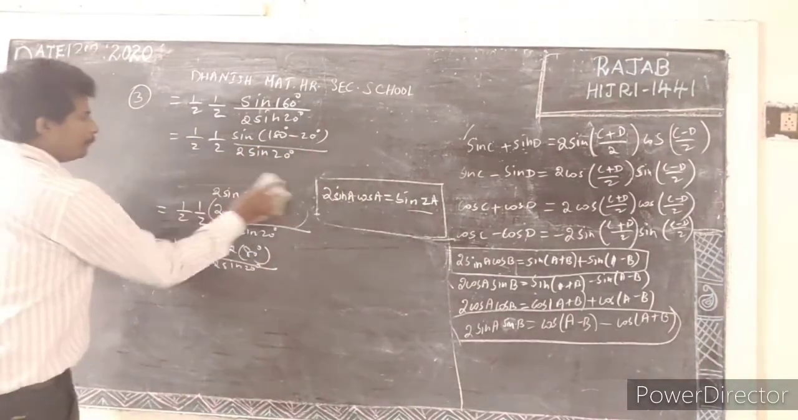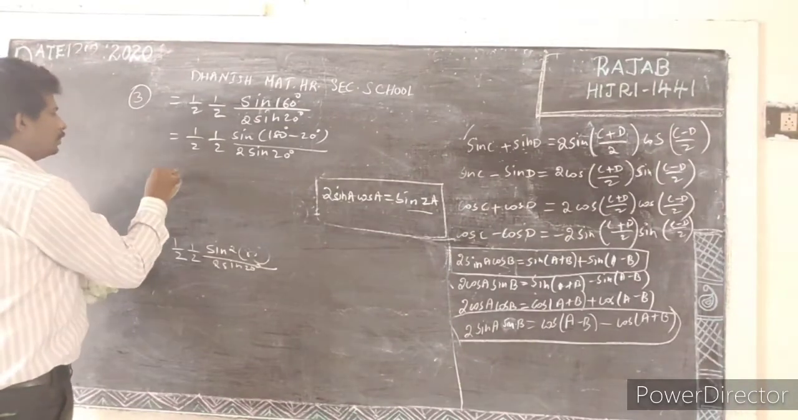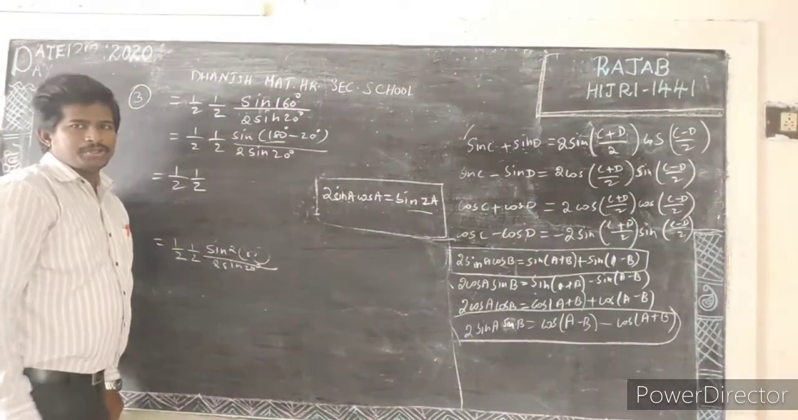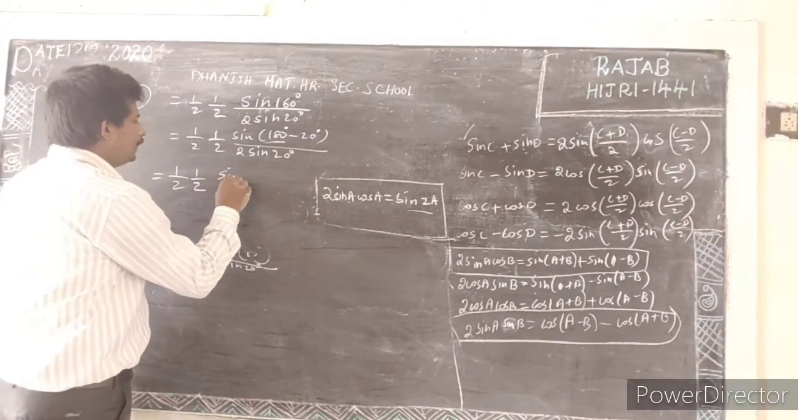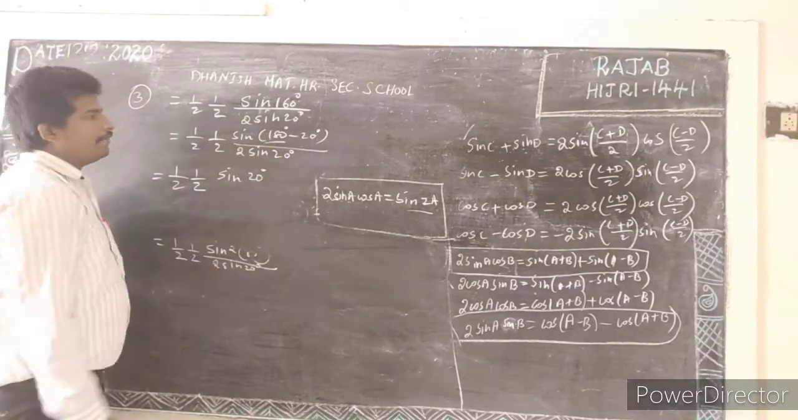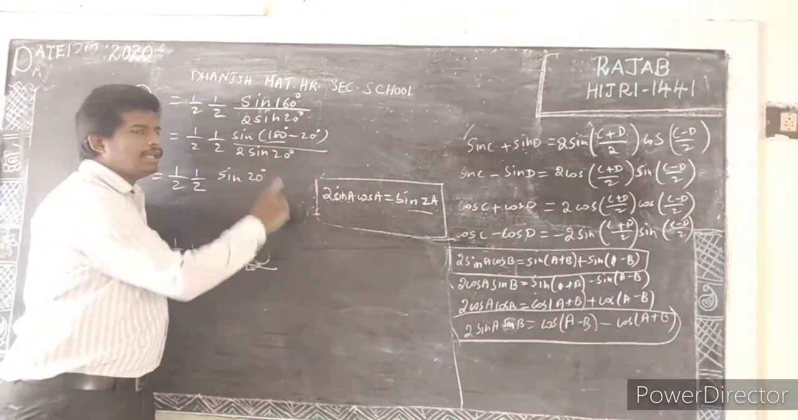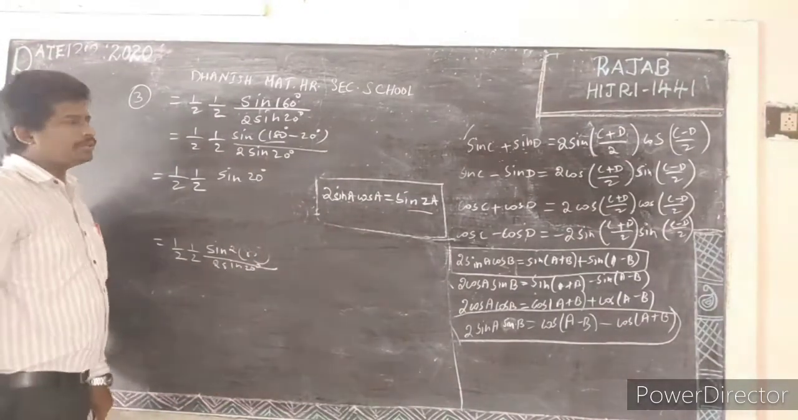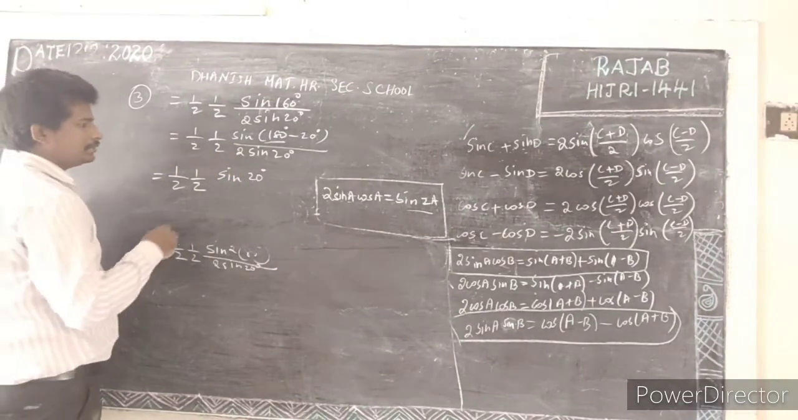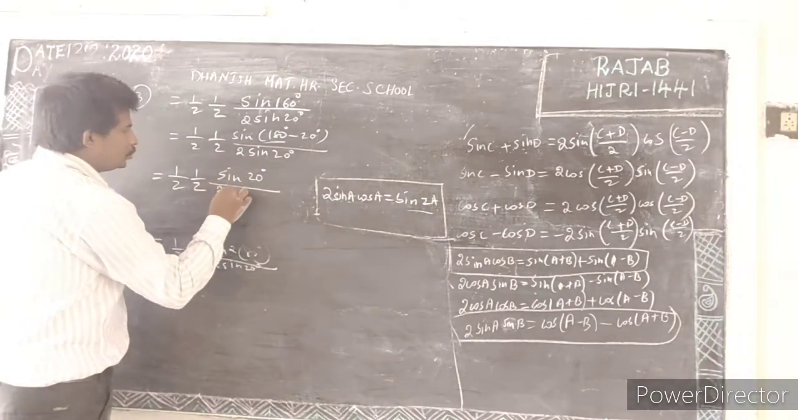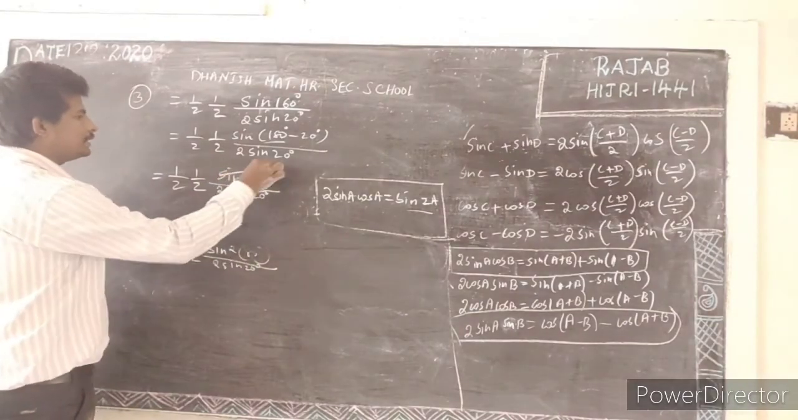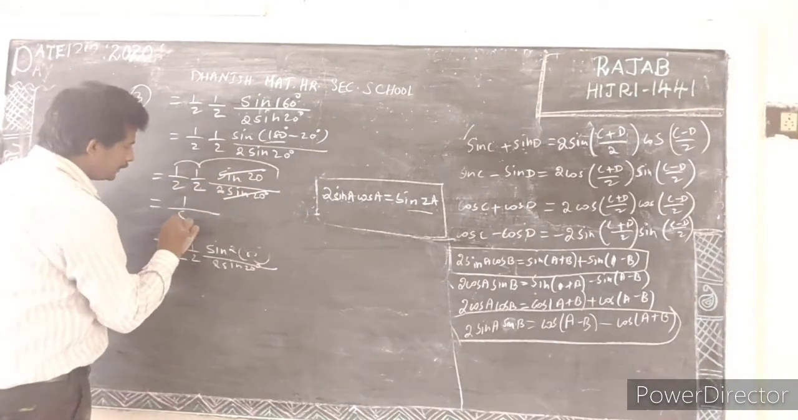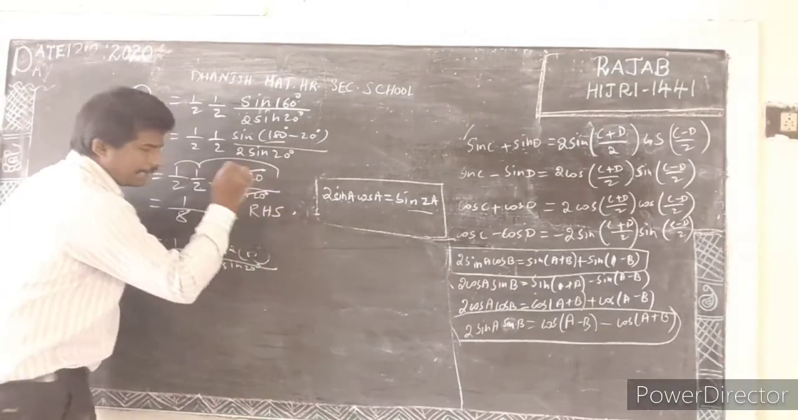So the next step would be, this is equal to 1 by 2 into 1 by 2 into, here we are having 180, so there will be no change in the ratio. So sin 20 degree, here we are having 180 minus, so the angle lies in the second quadrant. In the second quadrant, sine and cosecant are positive. Here we are having sine only, so there will be no change in the symbol sine. So sin 20 degree divided by 2 sin 20 degree. So it will get cancelled. So this is equal to 1 into 1 into 1, 1 divided by 2 into 2 into 2, 8. We got our RHS. Hence proved.